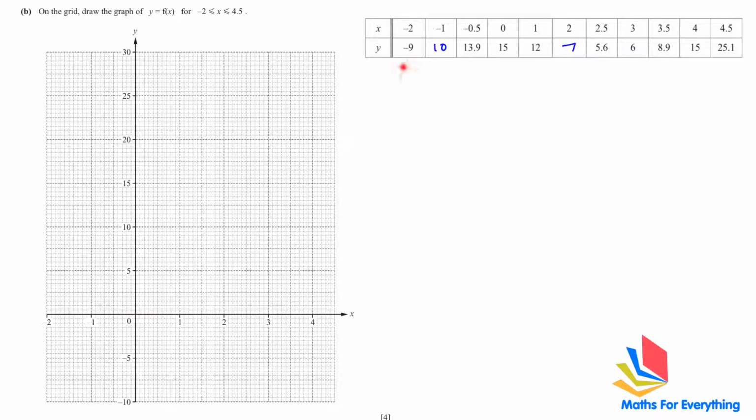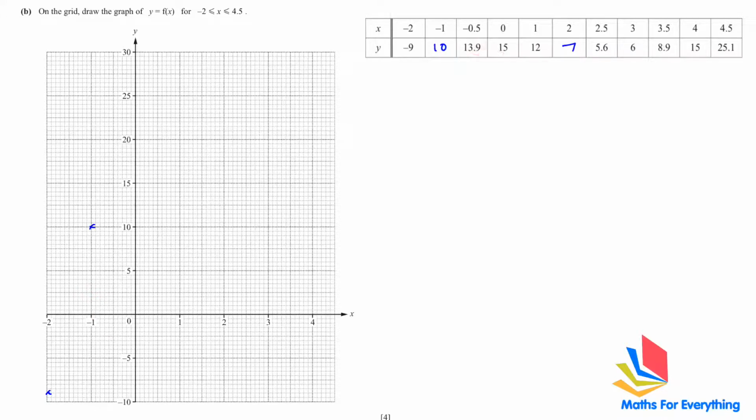So now the first point we have is negative 2 and negative 9. So x is negative 2 here and y is negative 9. It's going to be here. And then you have x is negative 1, y is 10. 10 is here.